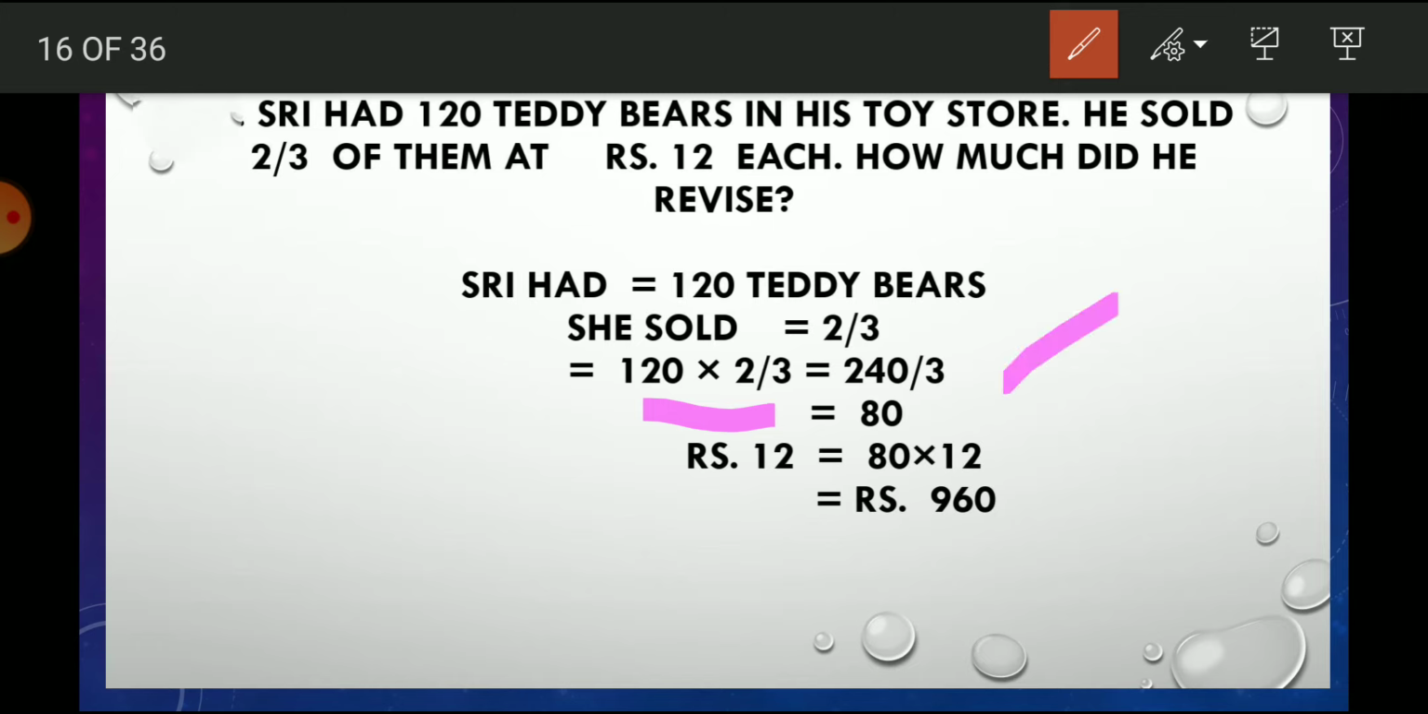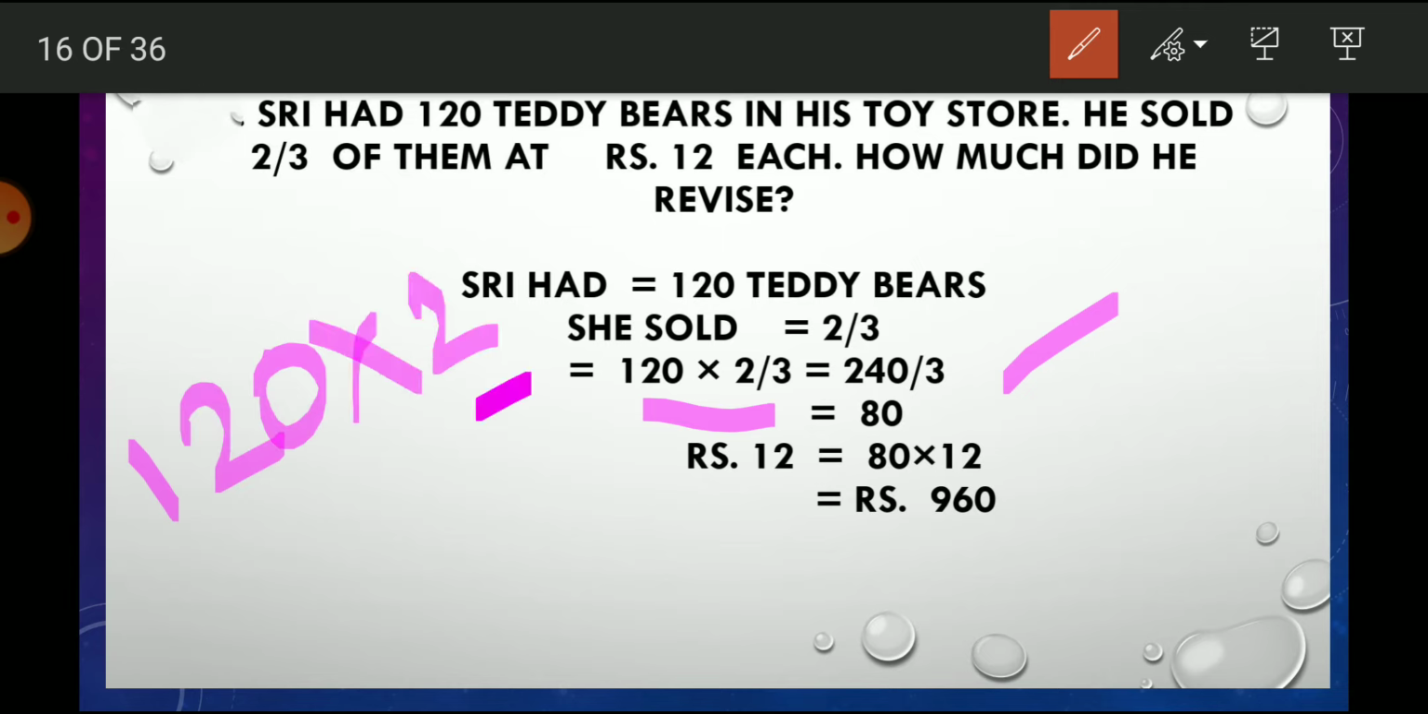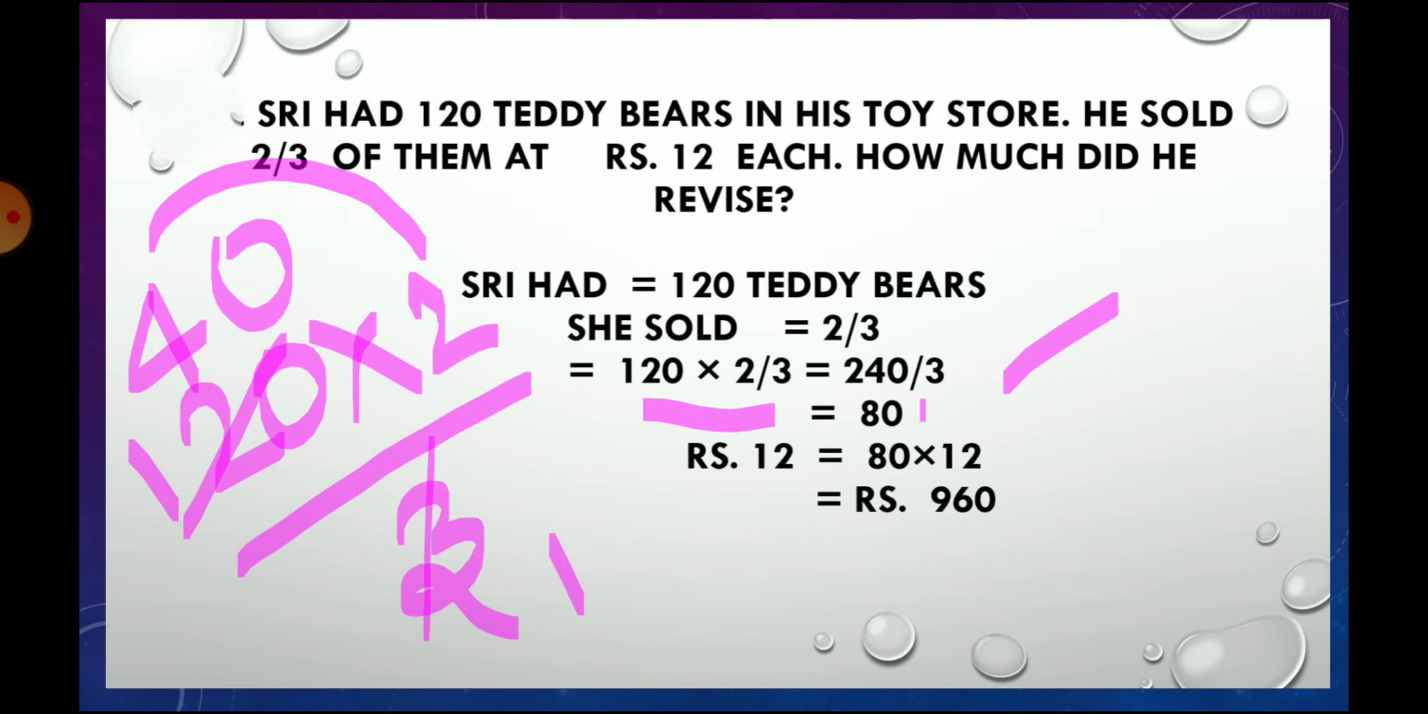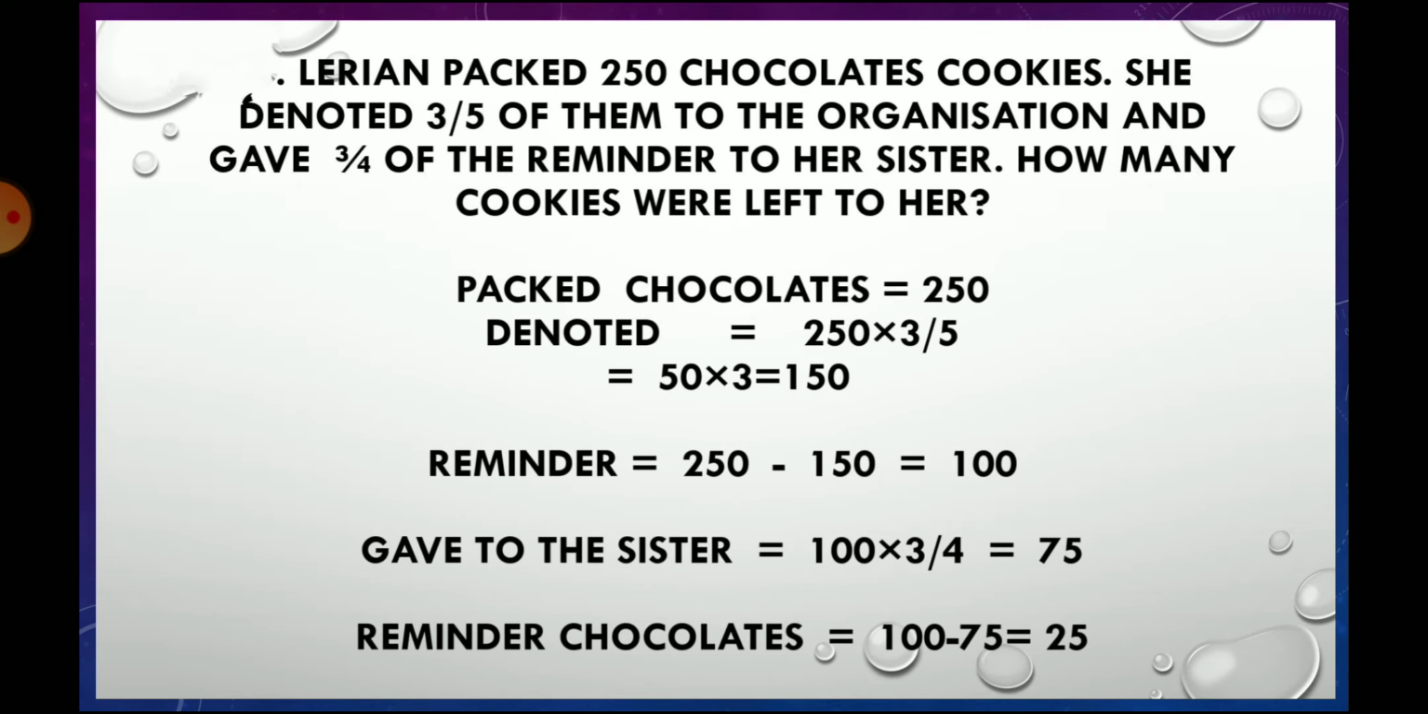Okay, but here I use another method. 120 into 2 by 3. Here divide by 3 first. So 1 3 is 3, 4 threes are 12, and the 0. So 40 into 2 is 80. So the answer is the same. Then he sold 2 by 3 of them at how many rupees? That is 12 rupees. So 80 teddy bears, how much? So 80 into 12, 960 rupees.